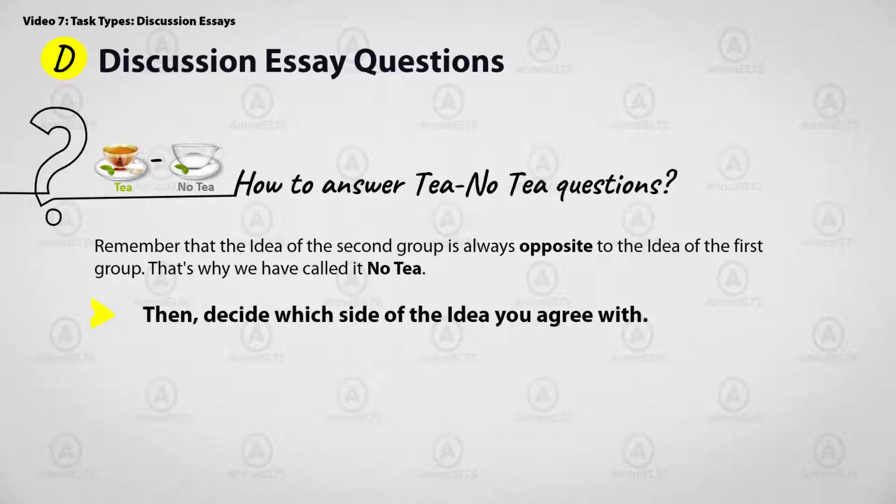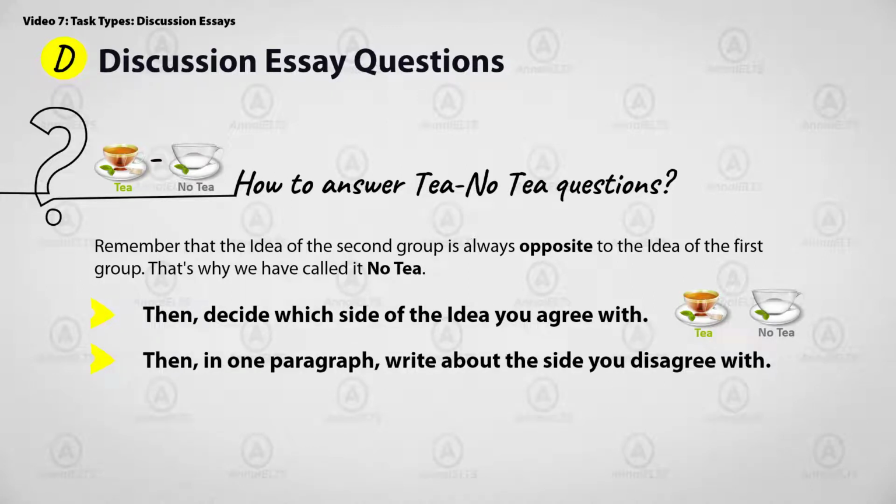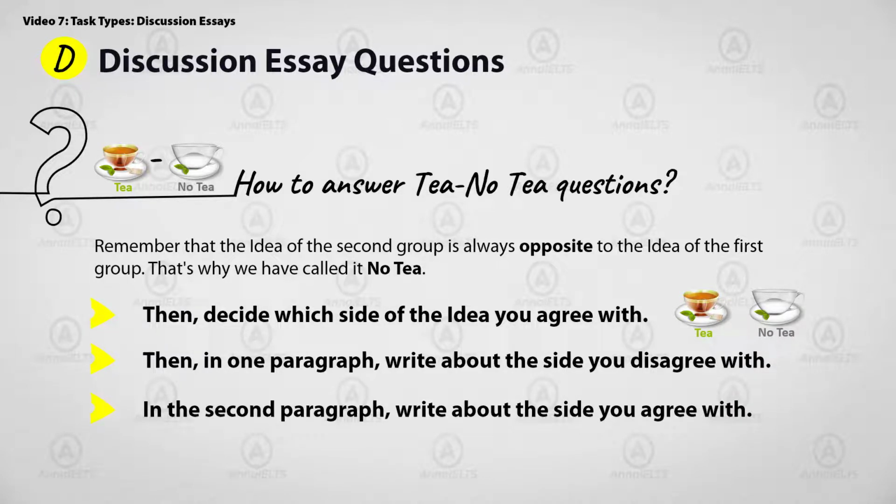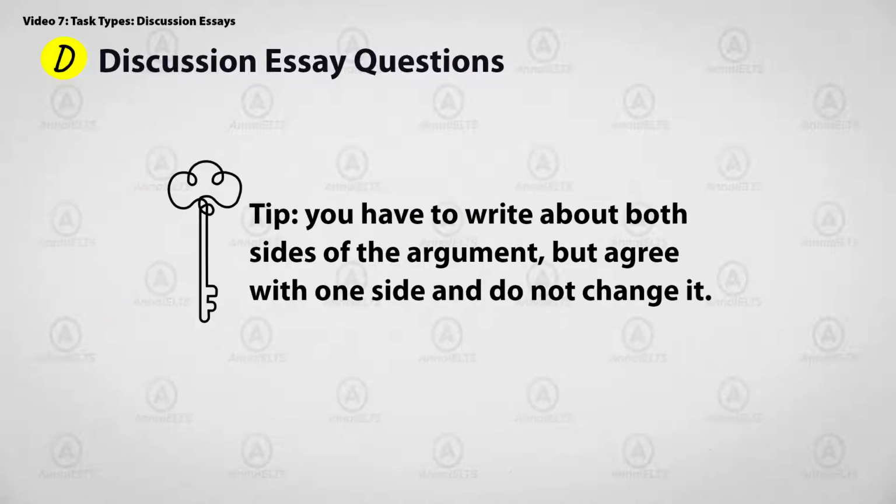Then decide which side of the idea you agree with. Do you agree with tea or do you agree with no tea? Then in 1 paragraph, write about the side you disagree with. In the second paragraph, write about the side you agree with. Remember, you have to write about both sides of the argument, but agree with 1 side and do not change it.